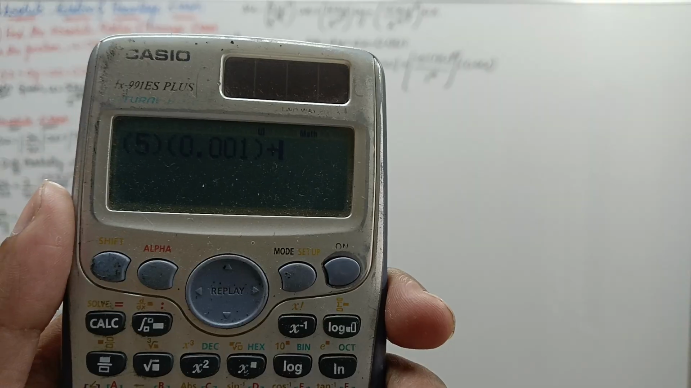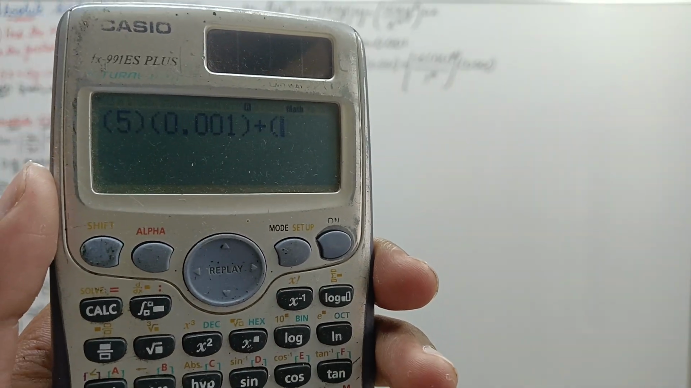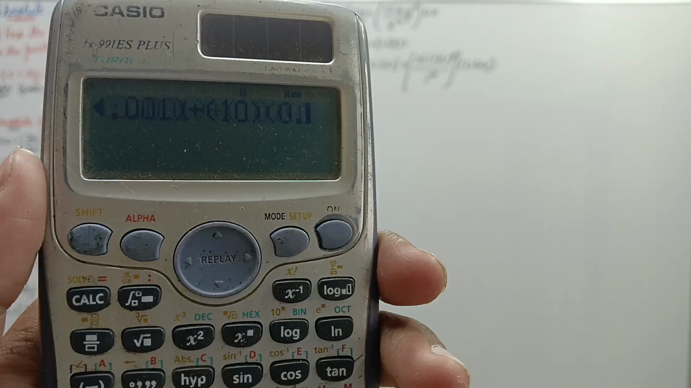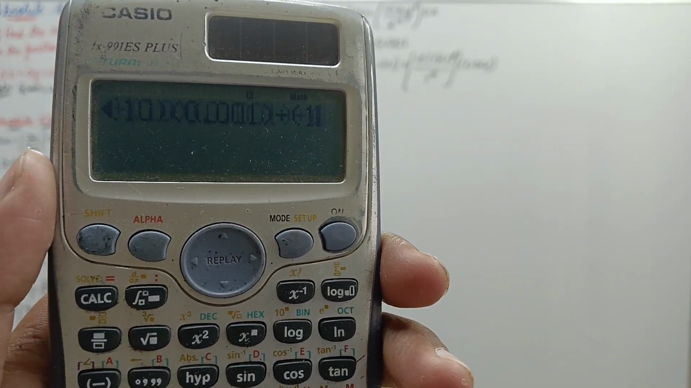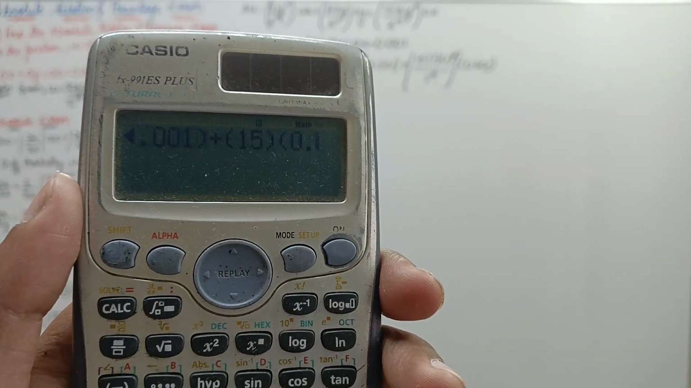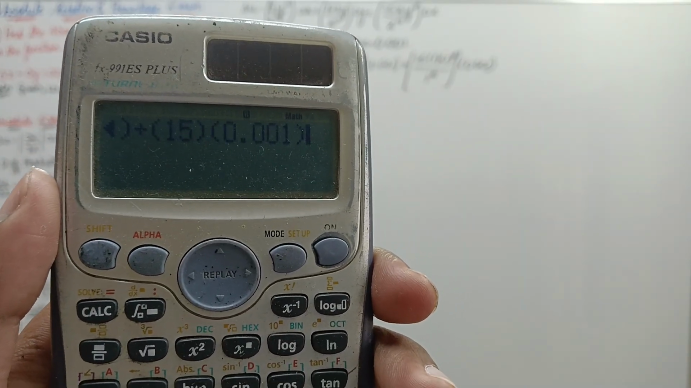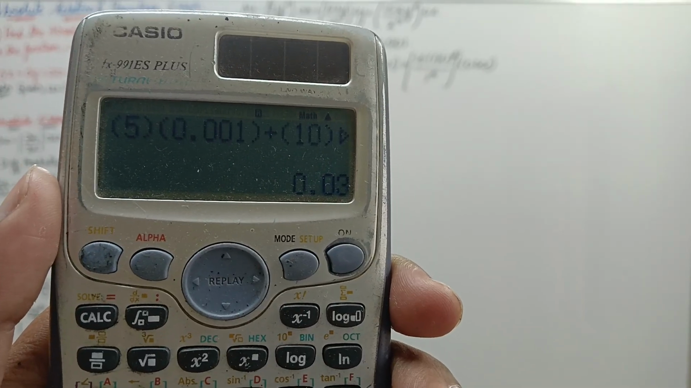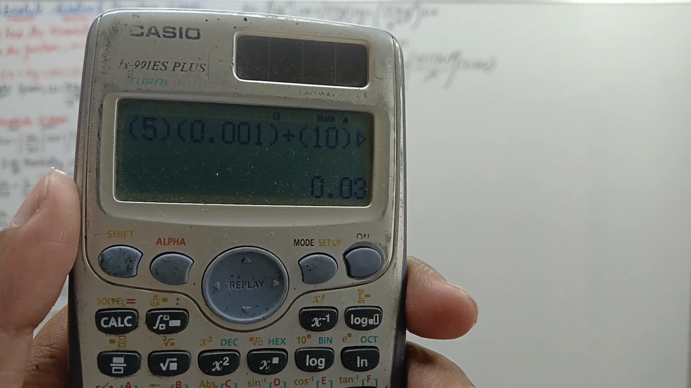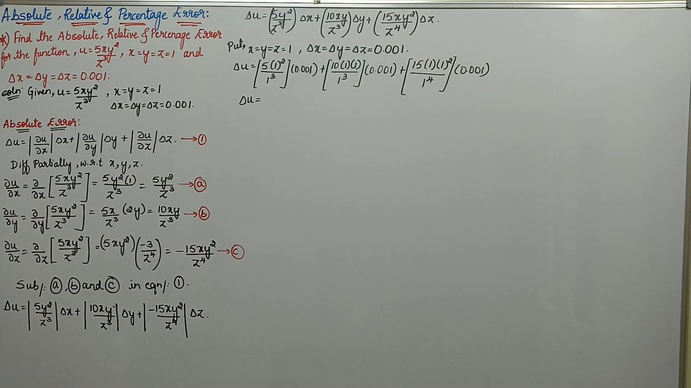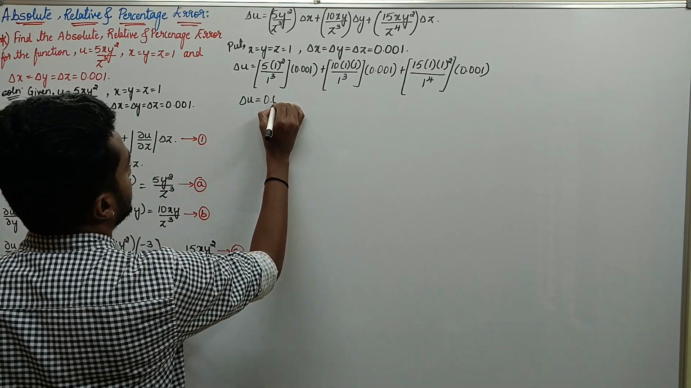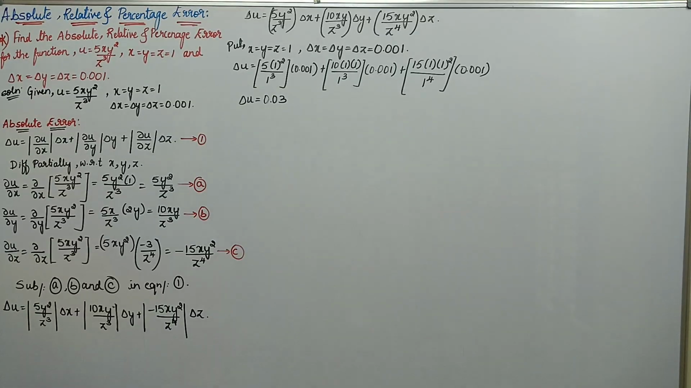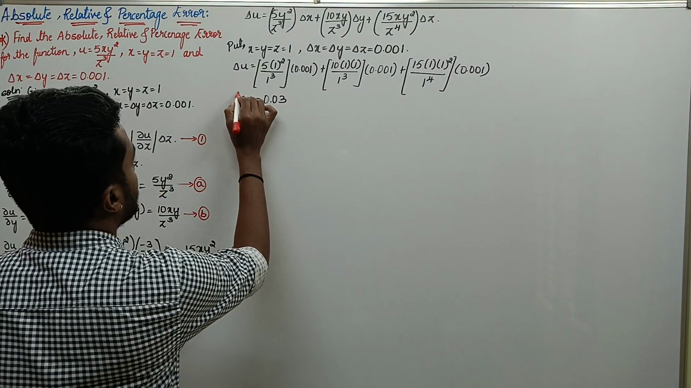Plus 10 into 0.001, close the bracket, plus 15 into 0.001, close the bracket, press equals, and we get 0.03. What is this? This 0.03 is the absolute error.